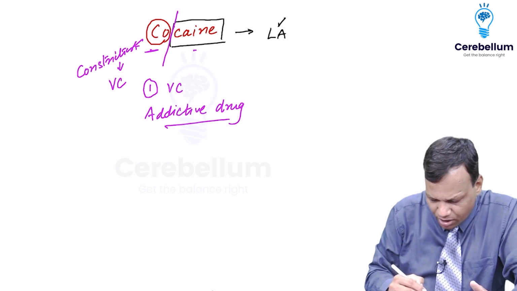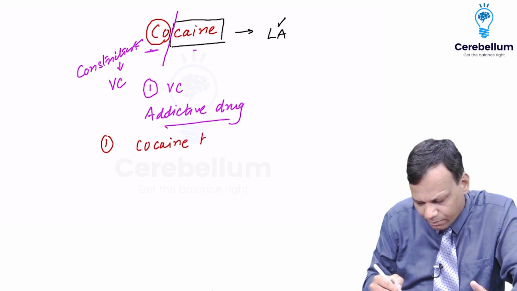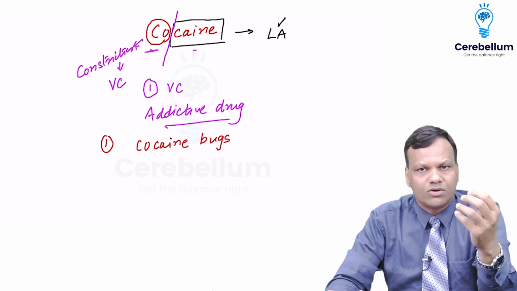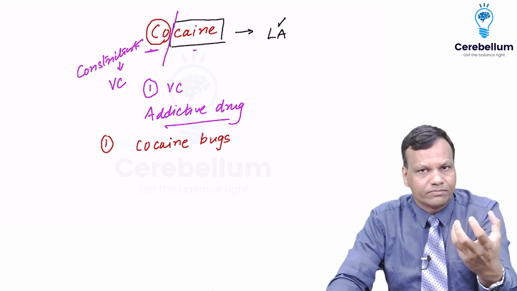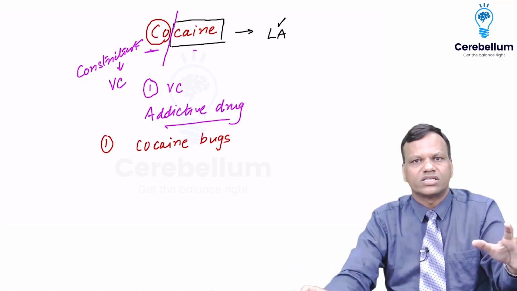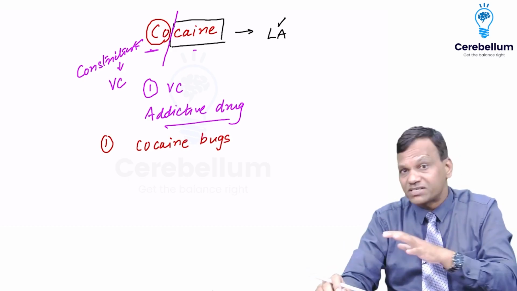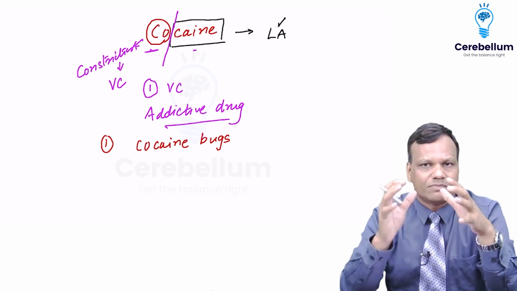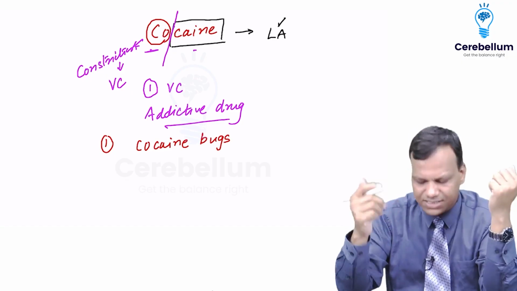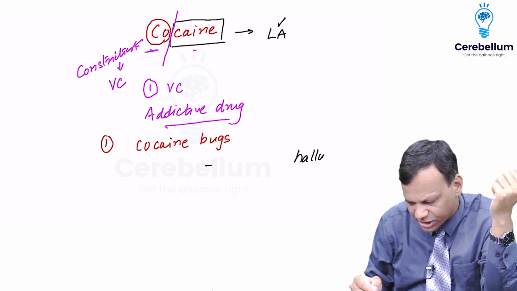So, the first and most important point to remember about cocaine addiction is a term known as cocaine bugs. What do you mean by cocaine bugs? The person who is addicted to cocaine will feel that bugs are running on the skin, insects are running on the skin. Actually, there is nothing. The person is not seeing anything, but is feeling it. Clear? When something is perceived but the stimulus is not present, that is known as hallucination. So cocaine bugs are a type of hallucination.